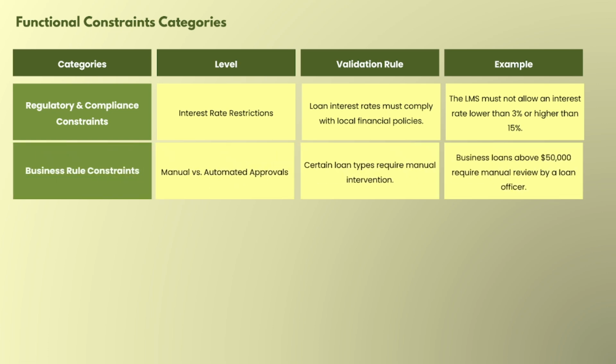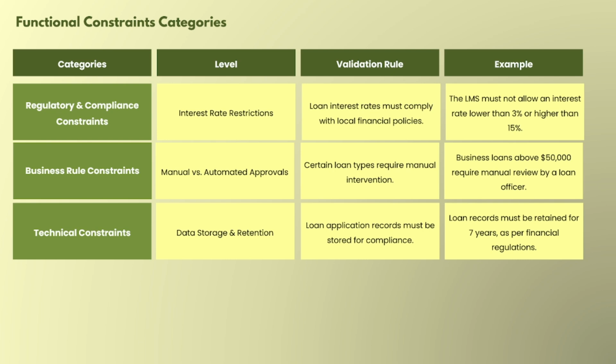Then next is business rule constraint, meaning manual versus automated approvals. Certain loan types require manual intervention. This is again a validation rule: if someone applies for more than $50,000 loan, then manual review by a loan officer is required. This validation rule is not thrown to the user. The user will apply for the loan and it proceeds, but behind the scenes the user doesn't know how many multi approvals are required for his or her loan approval. So these are business rule constraints.